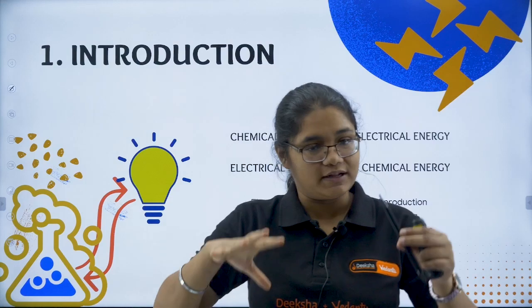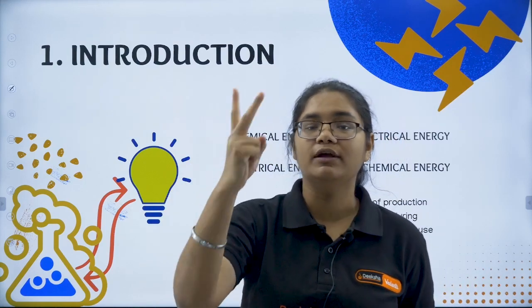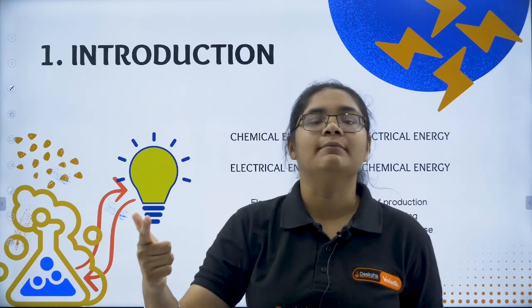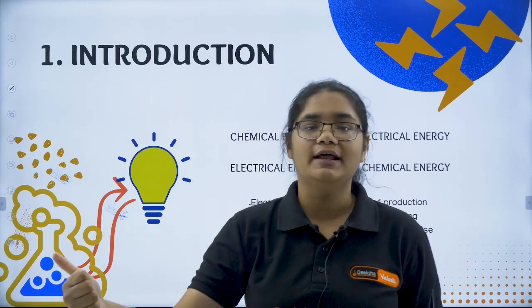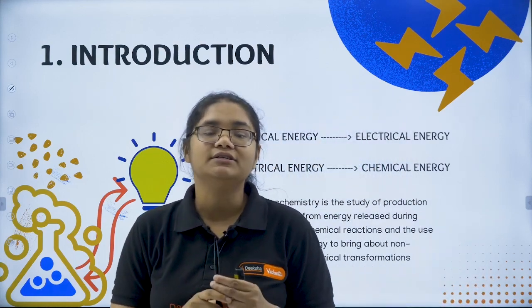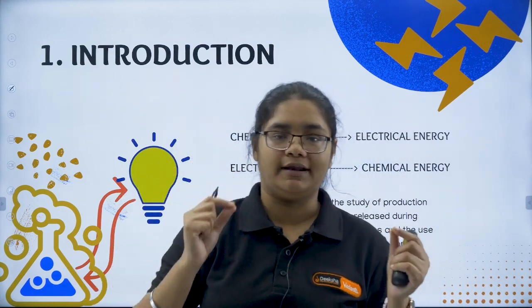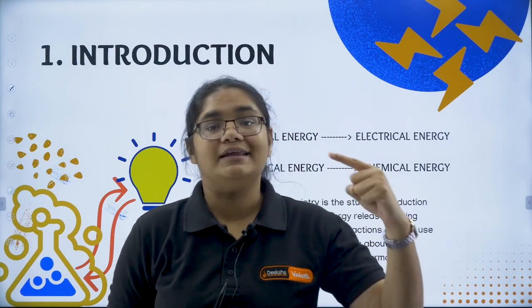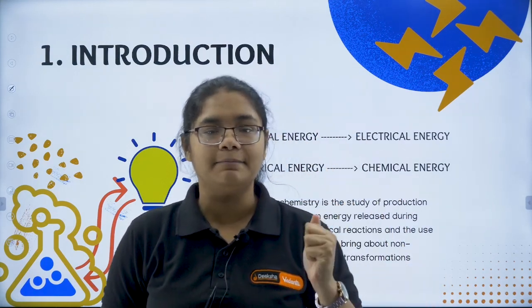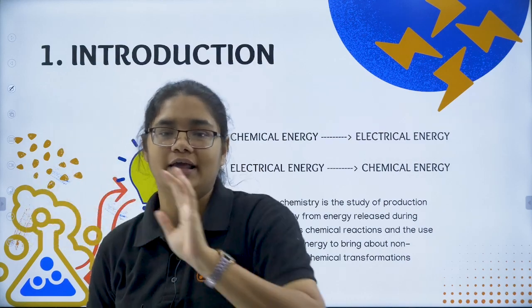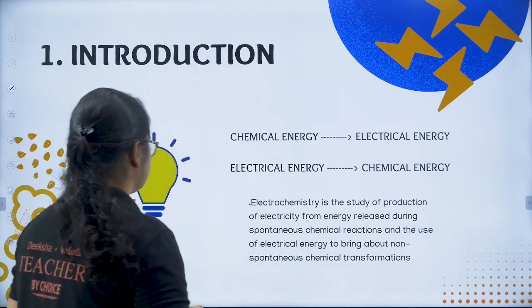In this chapter, we will be dealing with 2 important energy forms: electrical energy and chemical energy. Now, how is chemical energy produced? By chemical reactions. When chemical reactions happen, chemical energy is produced. Now, this chemical energy can be converted to electrical energy. I hope you are getting this one.